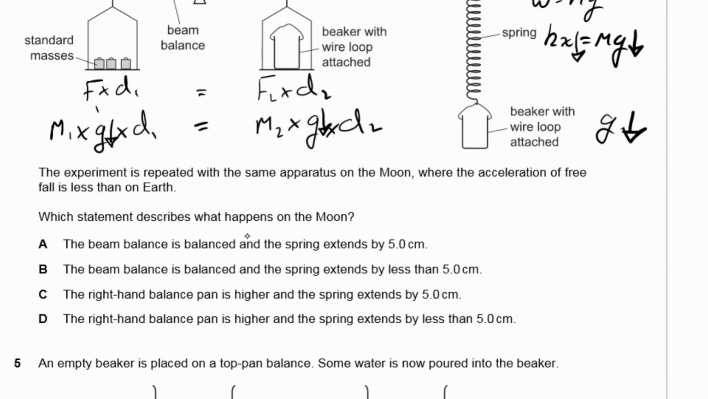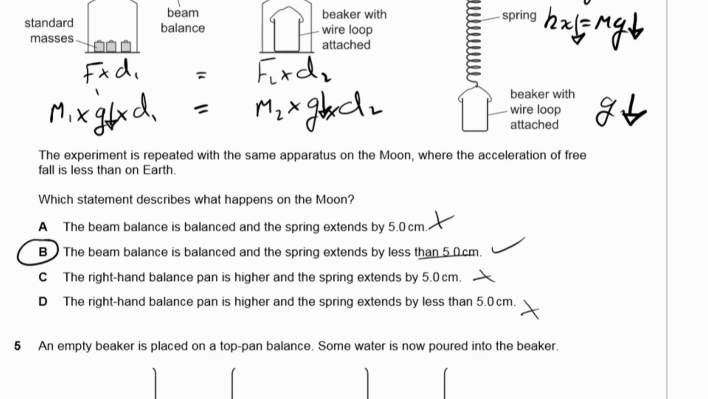Okay, so which statement describes what happens on the moon? The beam is balanced and the spring extends by 5 centimeters. No. The original extension was 5 centimeters, we know it's going to be less. The beam is balanced and the spring extends by less than 5 centimeters. Well, that's good. The right hand balance is higher, nope. And the right hand balance is higher, nope. So it has to be option B. There we go.